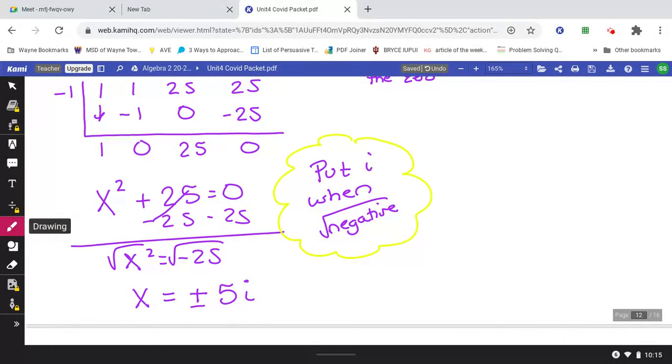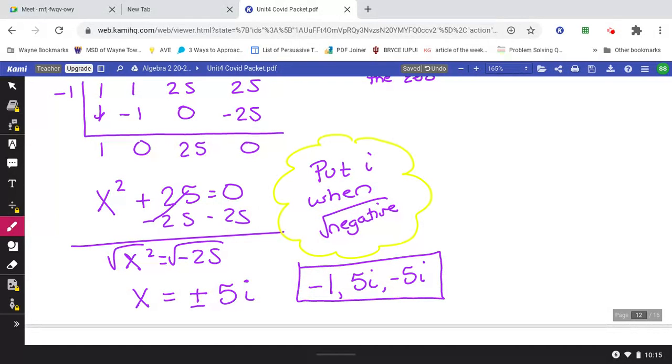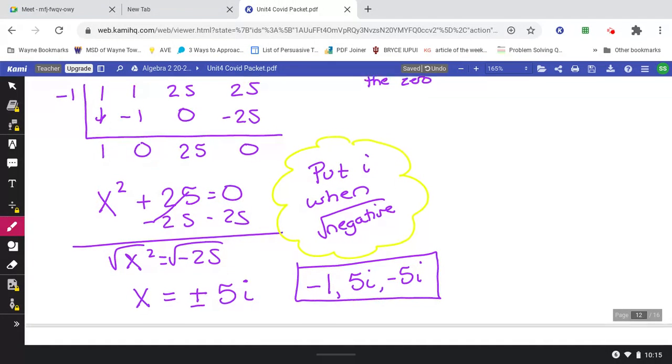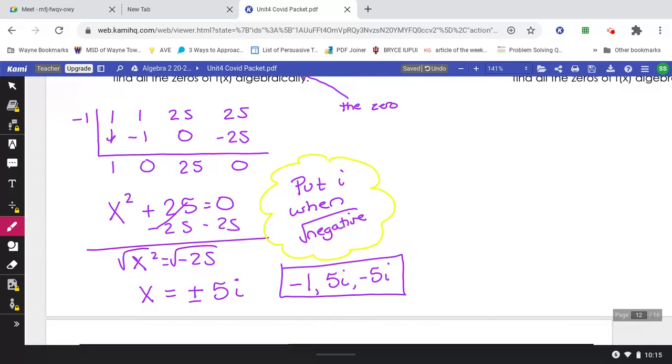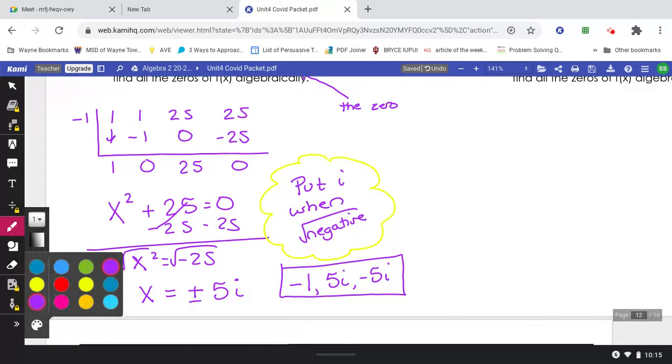So to write your final list of answers, you'll have -1, positive 5i, and negative 5i. Remember, i is an imaginary number, and it's used anytime you try to square root a negative number, because technically you can't do it. So they say it's an imaginary number.